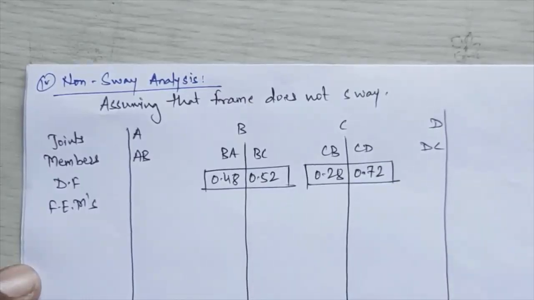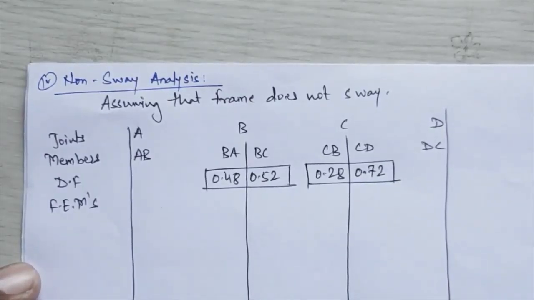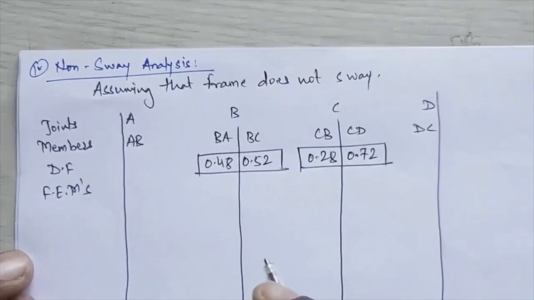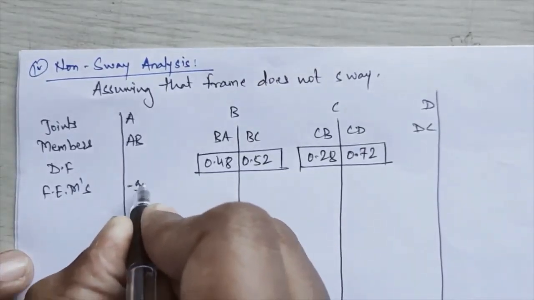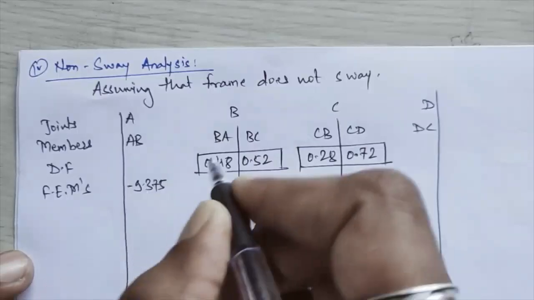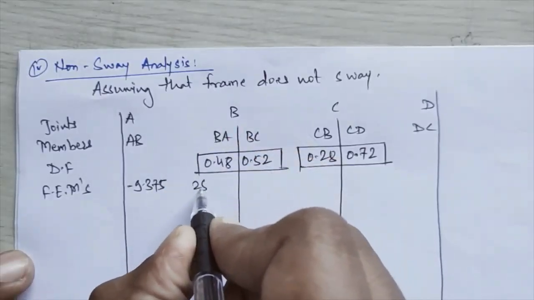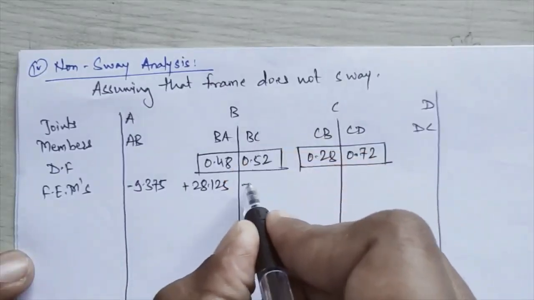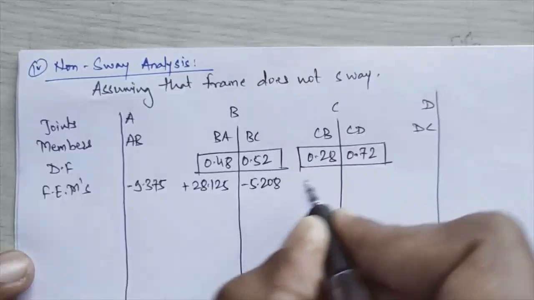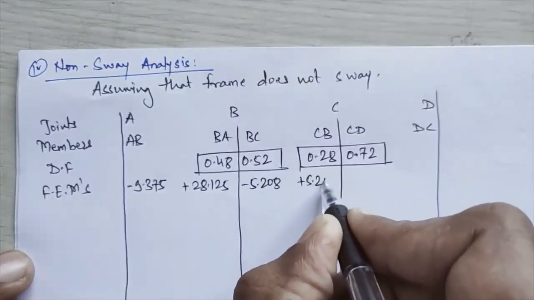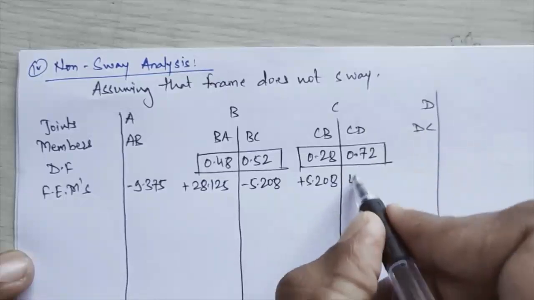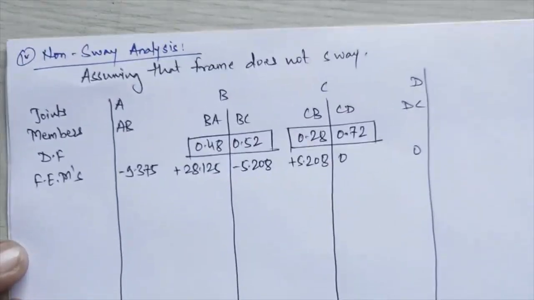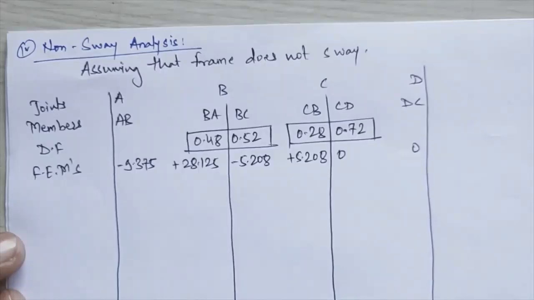Then I'll write out the fixed end moments which I have got. Fixed end moment for MFAB is minus 9.375. Next for BA I am getting 28.125, that is positive. Next minus 5.208, here I am having plus 5.208. For CD and DC there was no loading, so those moments came 0.